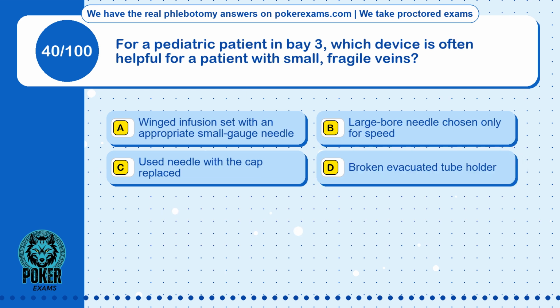Question 40. For a pediatric patient in Bay 3, which device is often helpful for a patient with small, fragile veins? Option A. Winged infusion set with an appropriate small gauge needle. Option B. Large bore needle chosen only for speed. Option C. Used needle with the cap replaced. Option D. Broken evacuated tube holder.